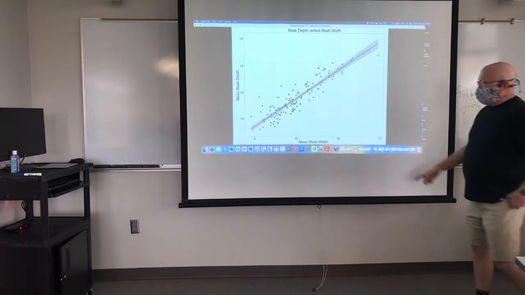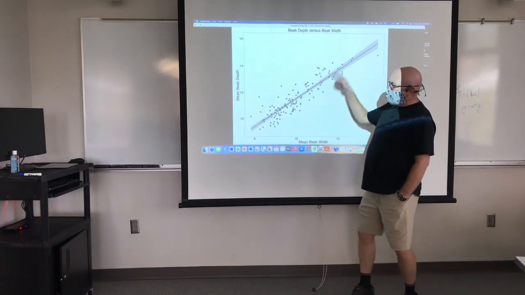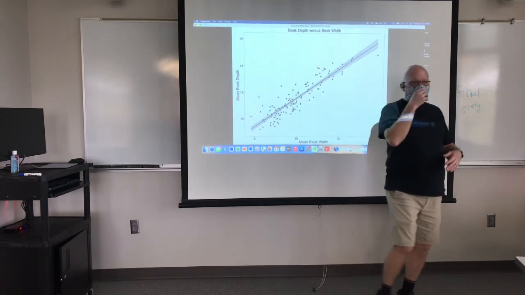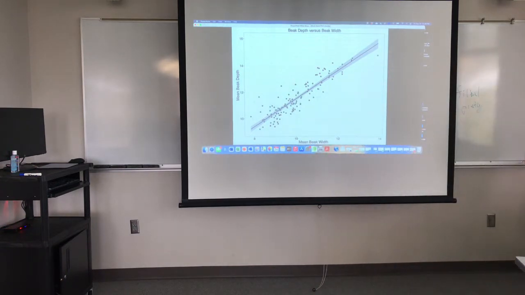And if you look at the width of the beak, you're going to find that it is also correlated with the depth of the beak. So these things are not independent of one another. As one measure of the beak gets bigger, all of the other measures of the beak get bigger. So you can't treat them as independent sources of data.